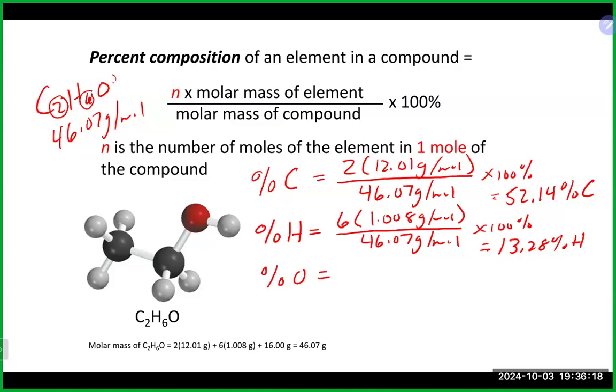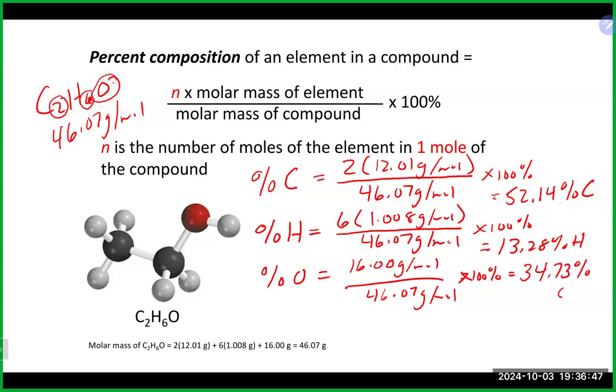And obviously, lastly, at this point, we could do our percentage of oxygen. In the case here, we actually just have 1 oxygen in the formula. So that is just the molar mass of 1 oxygen up on top, which is 16 divided by 46.07 grams per mole, times 100%. And that will get us 34.73% oxygen. Now, obviously, if we add up all those percentages, it should add up to about 100, which I believe it does, which is good.